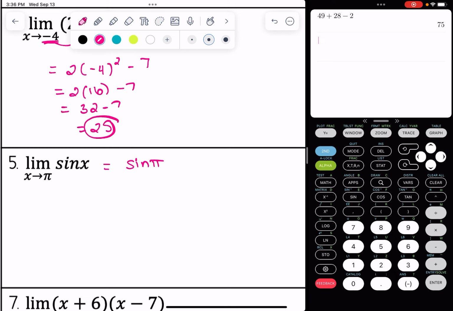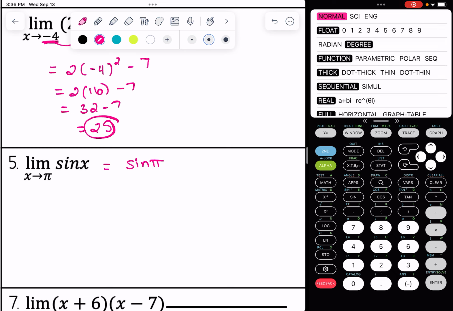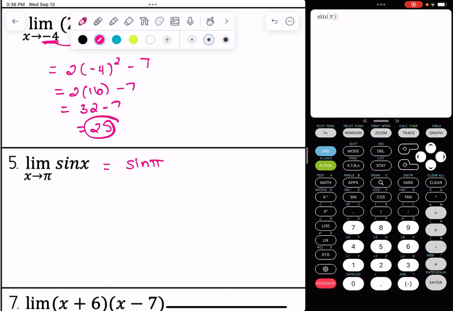Now, if we have our calculator and we have access to it, sure, we can use our calculator, but we're going to want to check that we're in radian mode. So I'm going to change mine to radian mode here, and I'm going to type in sine of pi, and I see that I get 0.